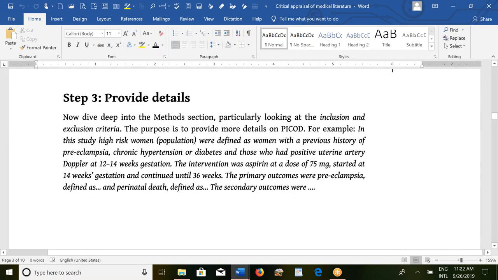Then in the next step, you should give some detail. You should look at the inclusion and exclusion criteria. The purpose is to provide more detail on the PICOD. For example, you can say: in this study, high-risk women are the population sample. They were defined as women with a previous history of preeclampsia, chronic hypertension or diabetes, and those who had positive uterine artery Doppler at 12 to 14 weeks gestation. The intervention was aspirin at a dose of 75 mg, started at 14 weeks gestation and continued until 36 weeks. The primary outcomes were preeclampsia, which is defined as, and then perinatal death, which is defined as, and then the secondary outcomes were.